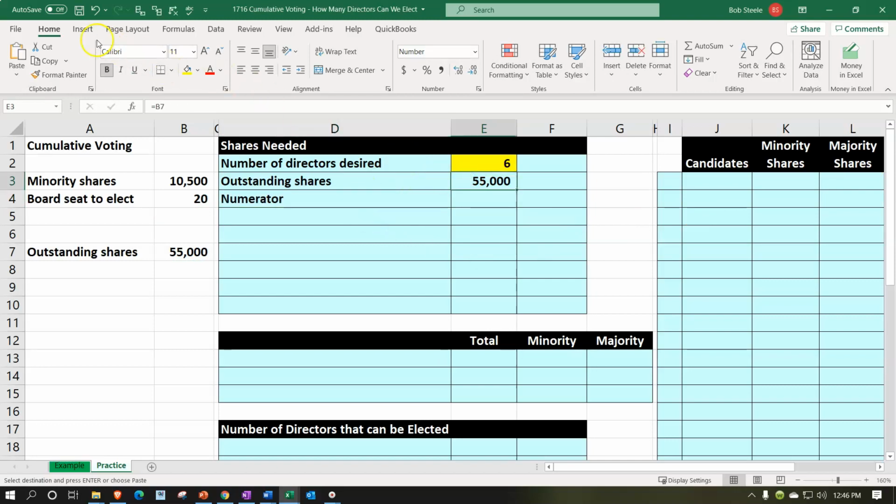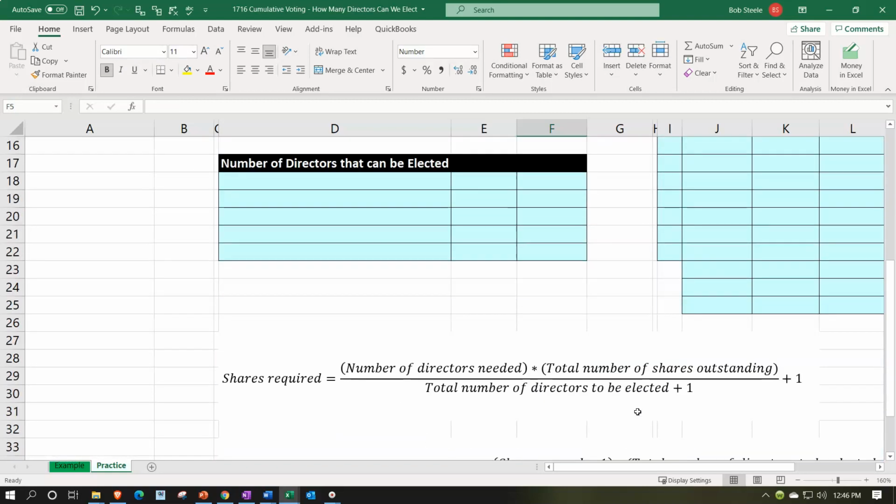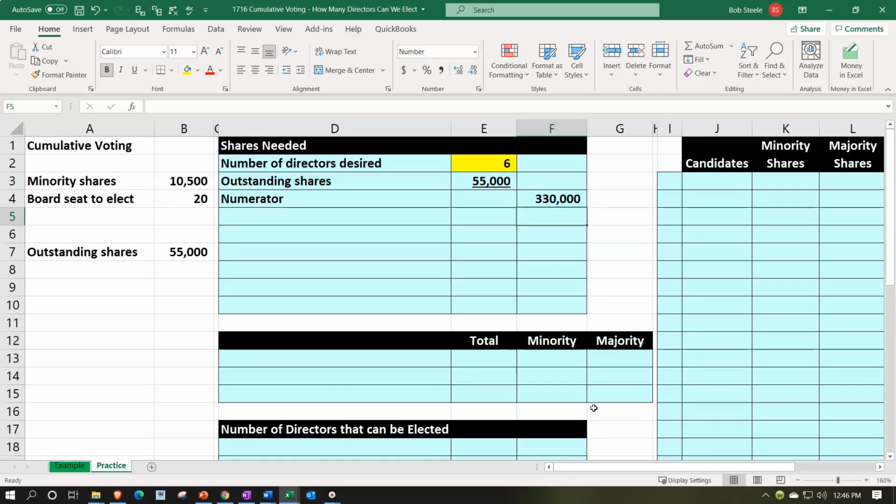Going to underline here, Home tab, Font group, underline. Multiplying this out, this is going to be 6 times the 55. That'll give us our numerator up top here. And then we're going to divide by the total number of directors to be elected plus 1 for the denominator. So the total number of directors to be elected is going to be 20. And then I'm just going to add 1 to that, 20 plus 1. And that's going to give us our denominator.